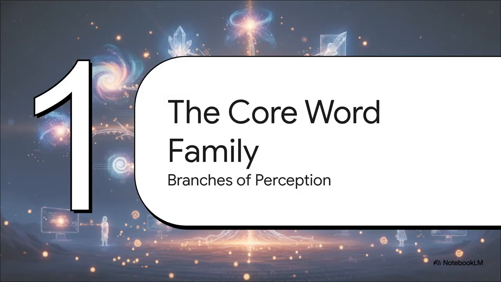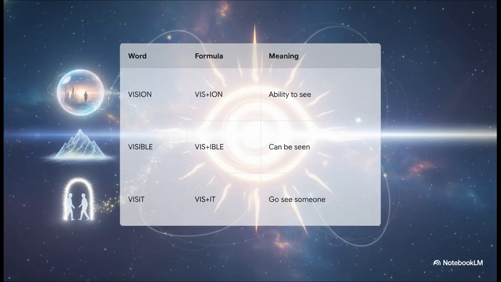Section 3. The core word family. The branches of perception. Okay, let's see how this actually builds our core word family, starting with the absolute basics. Vision is VIS plus ION, the ability to see or use your imagination. Visible adds IBLE, meaning it can literally be seen. Invisible stacks the IN prefix, the VIS root, and the IBLE suffix to mean something that cannot be seen. And hey, look closely at visit. It's simply VIS plus IT. To visit someone literally just means to go see them. How cool is that? It's that simple.